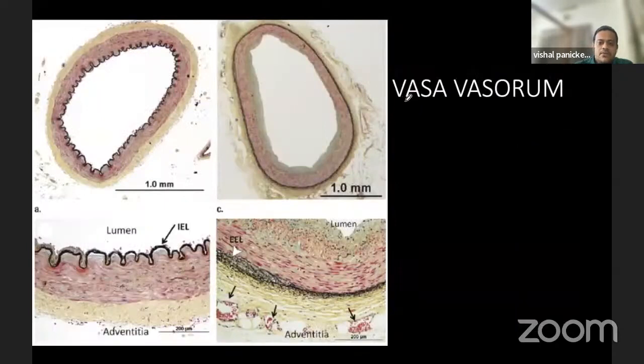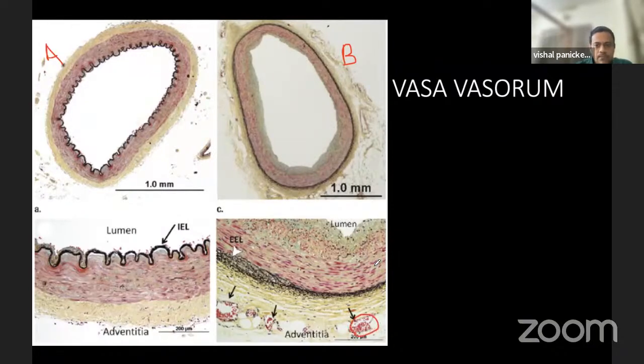A few words on the vasa vasorum. Here A is the intracranial vessel and B is the extracranial vessel. What is the difference? The intracranial vessel has a thick internal elastic lamina without any external elastic lamina, and in the adventitia there will not be any vasa vasorum. But in the extracranial vessel, the external elastic lamina is well formed without any internal elastic lamina, and in the adventitia there will be prominent vasa vasorum.